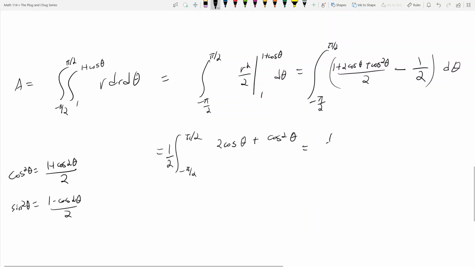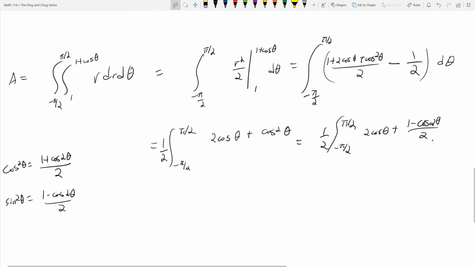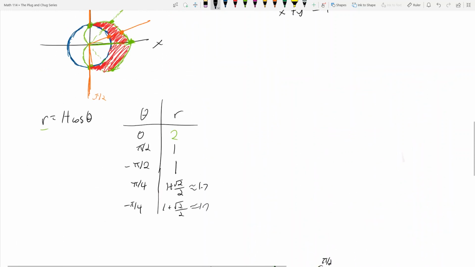And so this is going to be 1/2 the integral from pi over 2 to negative pi over 2 of 2 cosine theta plus (1 minus cosine 2 theta) over 2. All right, and now what am I going to do? So this is now 1/2. So I'm actually going to do something interesting here, and hopefully you guys will follow.